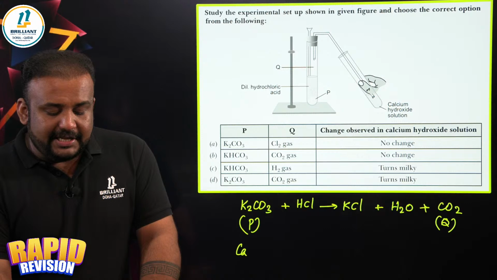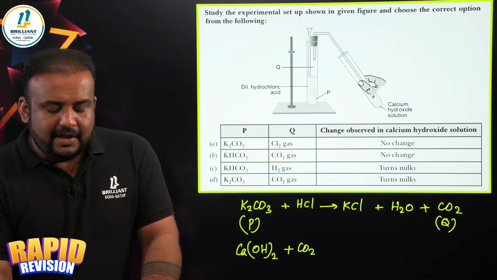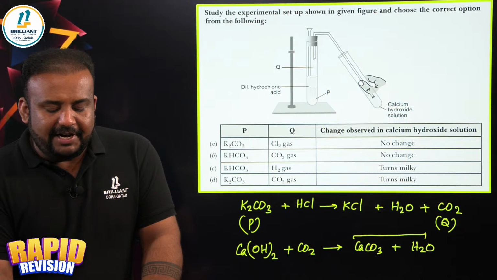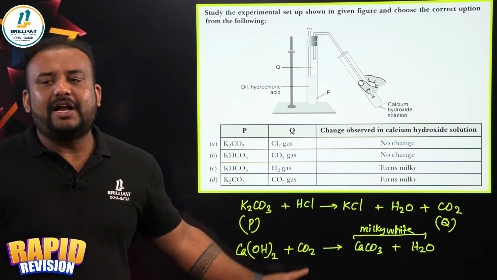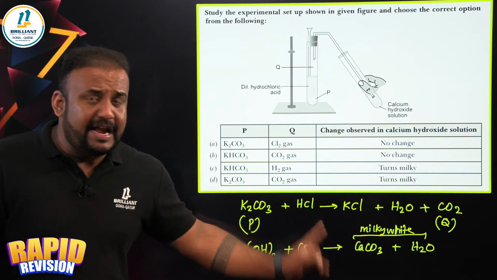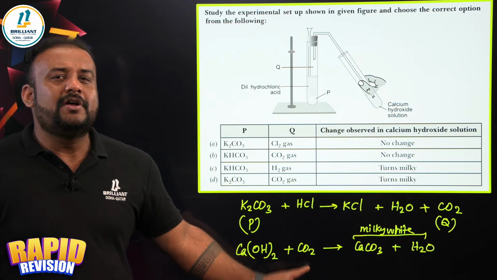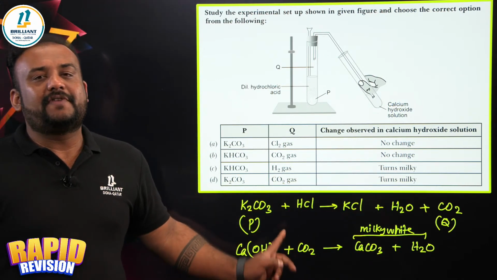So when you pass carbon dioxide into lime water, what will happen? It will form calcium carbonate and water, and calcium carbonate is not soluble in water, so it will render a milky white coloration to the solution, and this is what is called the lime water test, right? What is the lime water test used for? To detect the presence of carbon dioxide.